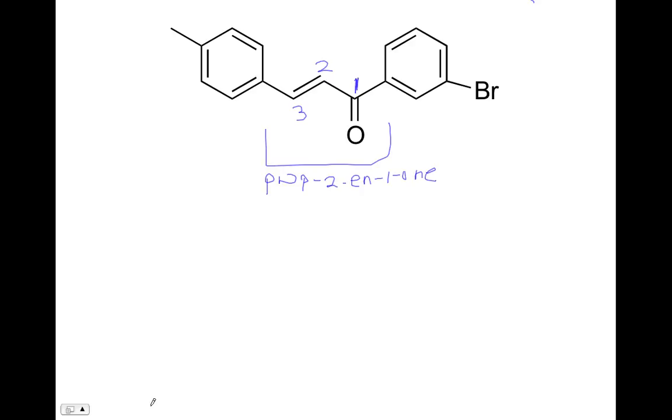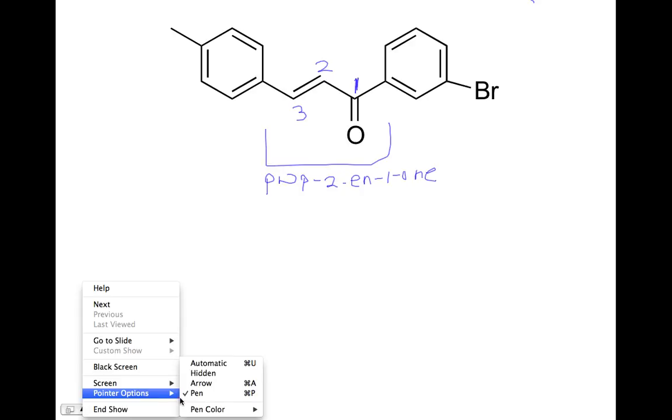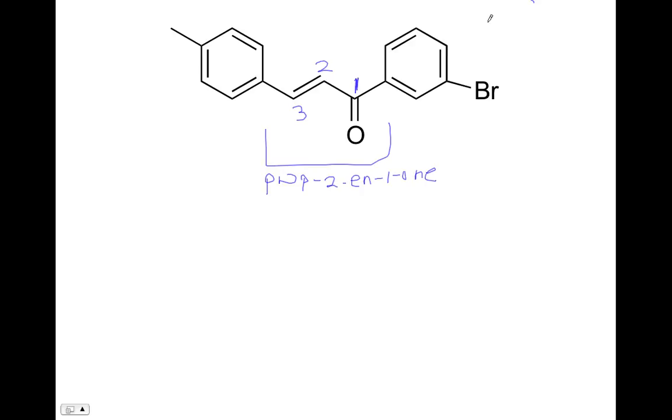And then you have your substituents on that particular compound. Again, if you look right here, this particular group, 1, 2, 3, that here is your 3-bromophenyl. And similarly, this group, if you number 1, 2, 3, 4, that particular group here is now your 4-methylphenyl.